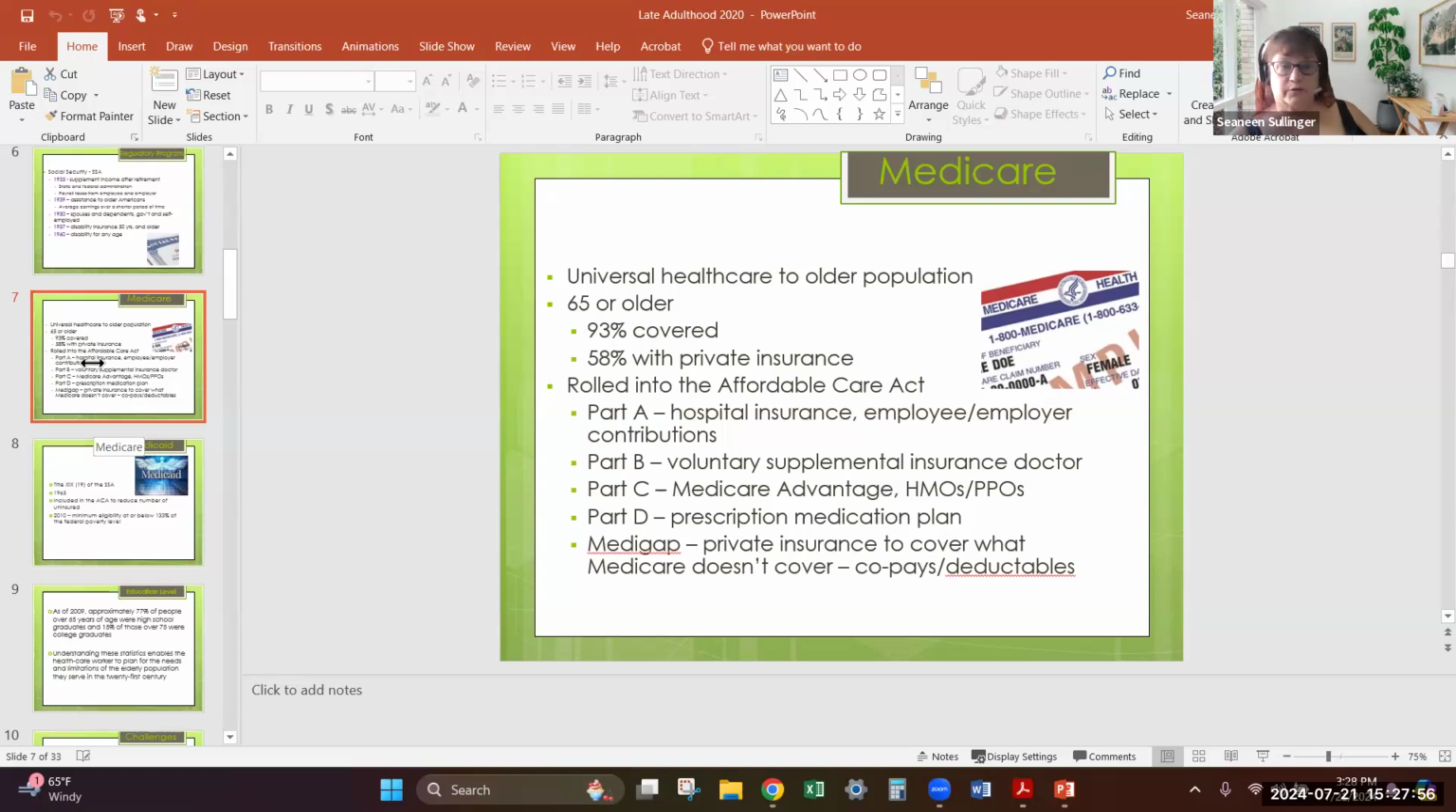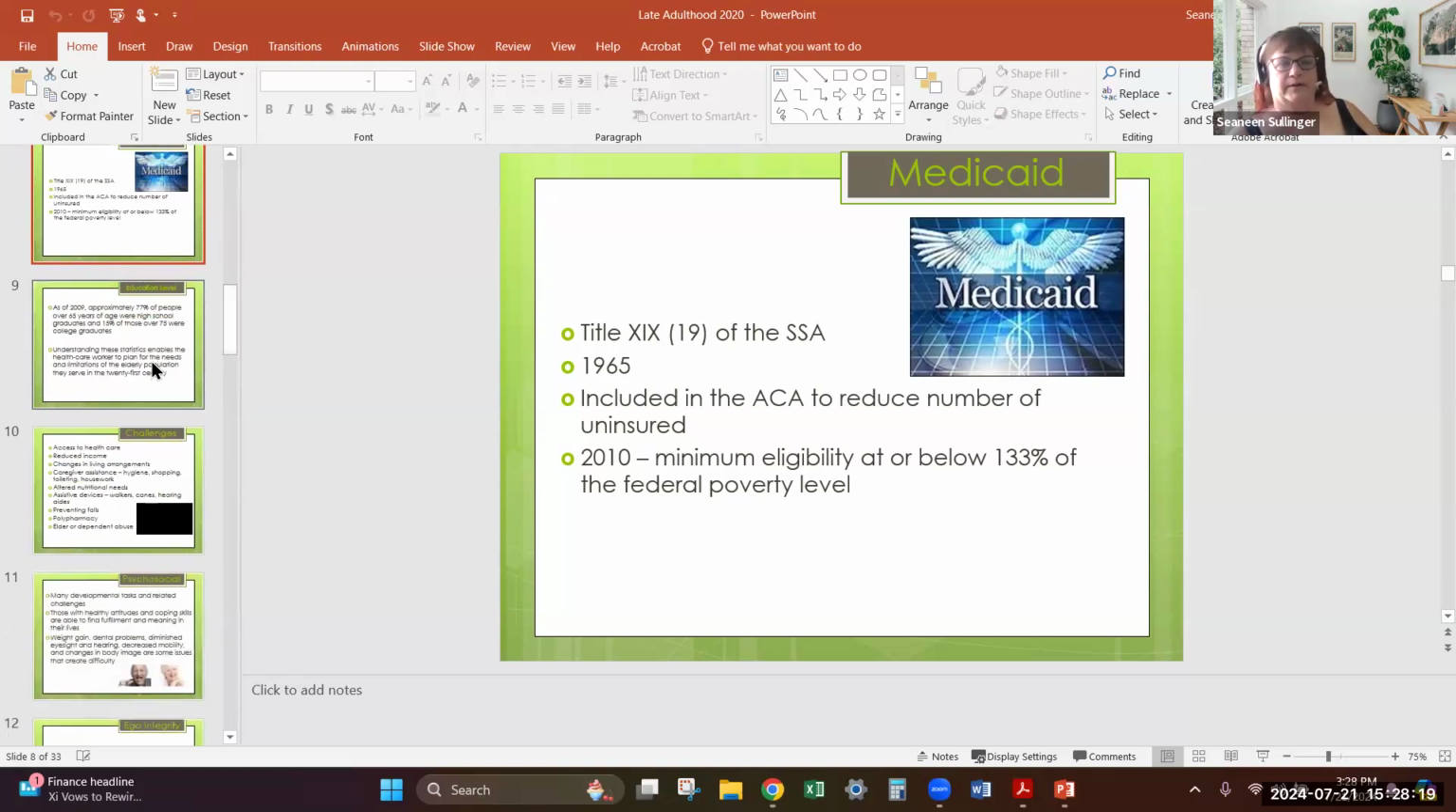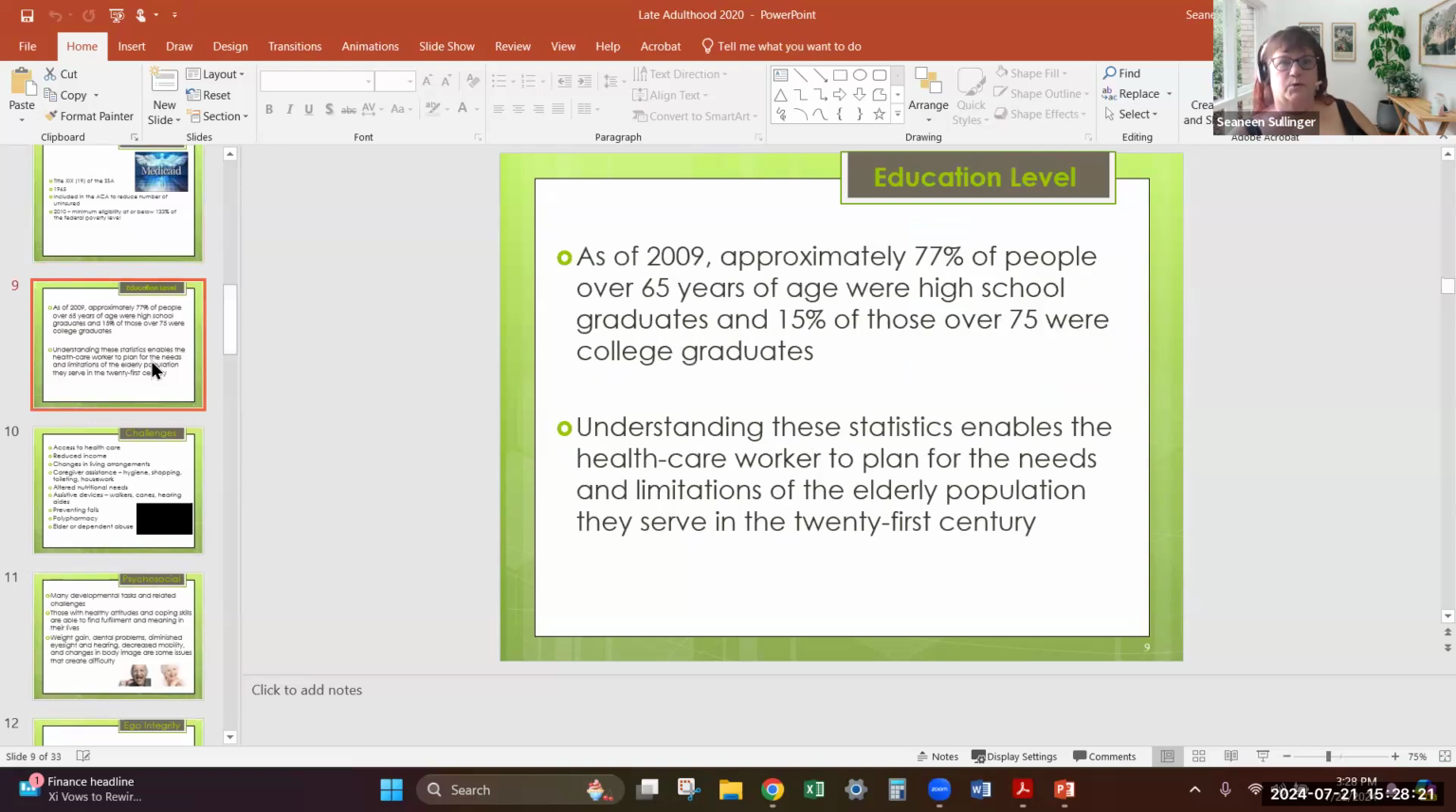I think it's just confusing for people, and you have to pay. You don't have to pay for Part A, but you have to pay for Part B. You have to pay for Part D, and you for sure have to pay for the Medigap to cover what Medicare doesn't cover. So I kind of would like universal health care in that way, and not have to worry about health care. And this is just more talking about Medicaid, Medicare.